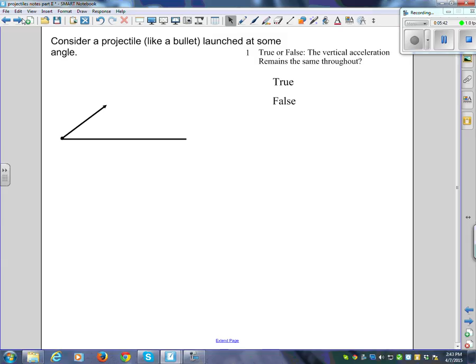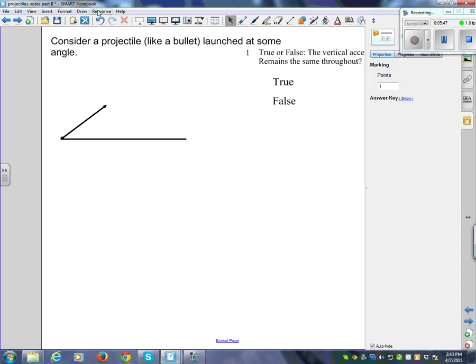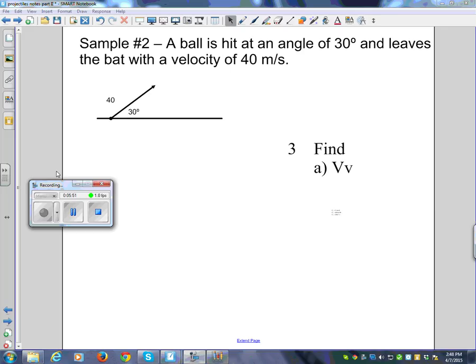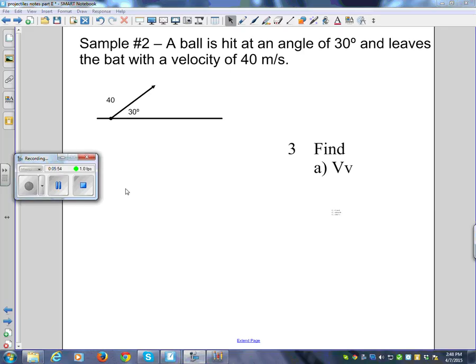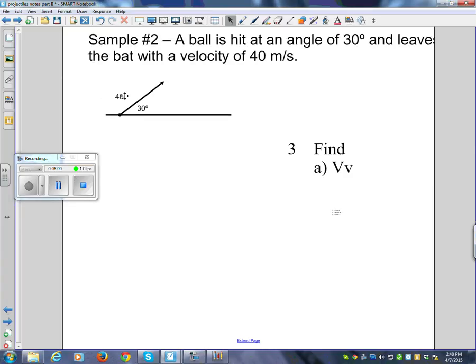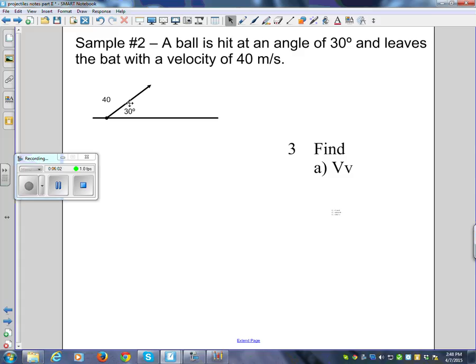Okay, let's get the clickers out. Here's a sample question to help guide your thinking. Save this. Use this for practicing your questions. If you haven't started practicing problems, you need to. Don't leave it till the test day. A ball is hit at an angle of 30 degrees and leaves the bat with a velocity of 40 meters per second.